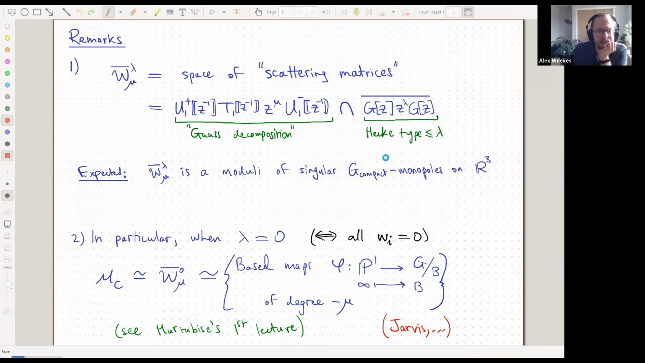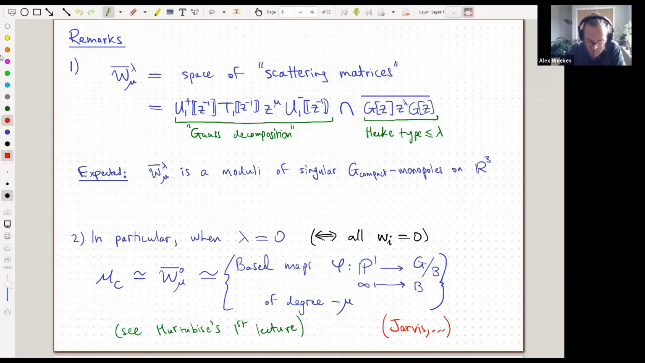It's also worth mentioning that, so I said scattering matrices, but this space is also called a generalized affine Grassmannian slice. That's because in the case when this mu is what's called dominant, then W lambda mu can be embedded into the affine Grassmannian for G. And it's sort of a transverse slice between two Schubert varieties.